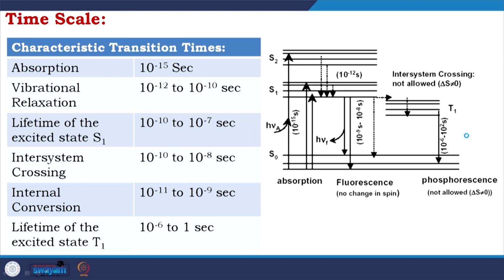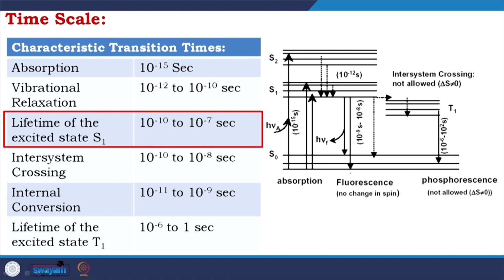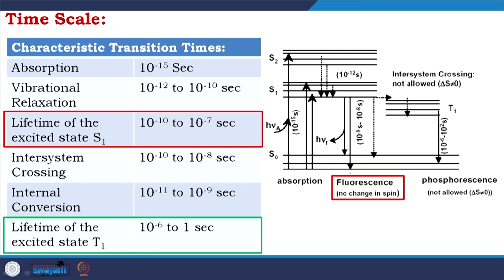So, if you see here, the transitions happen and timelines are given. Among them, the lifetime of the excited state S1, which is 10 to the power minus 10 to 10 to the power minus 7 second, this is fluorescence. The lifetime of the excited state T1 is actually defining phosphorescence.